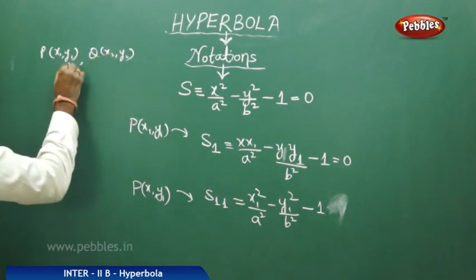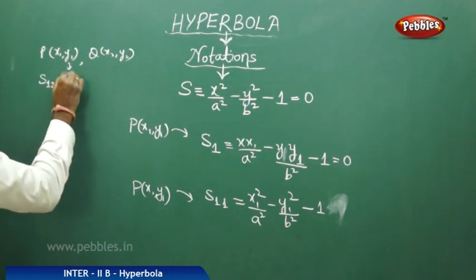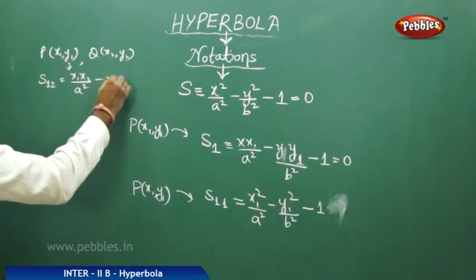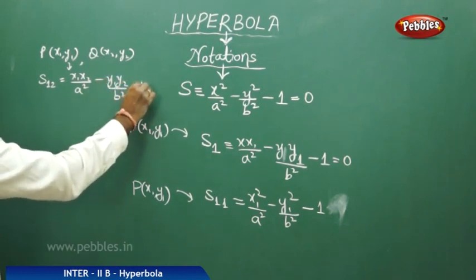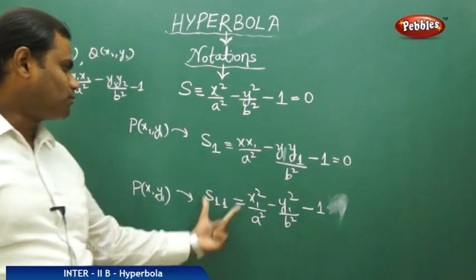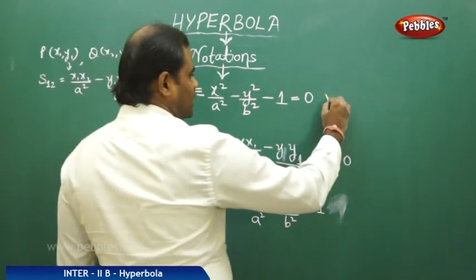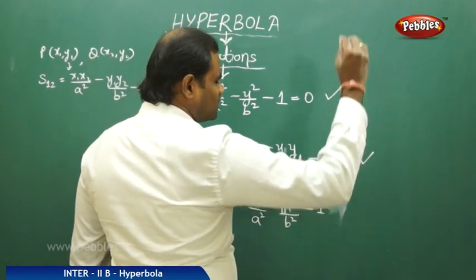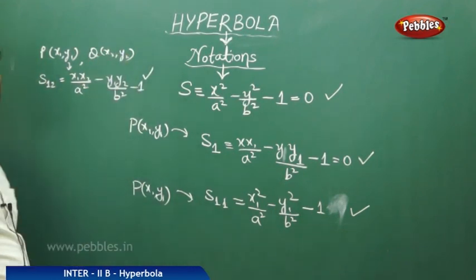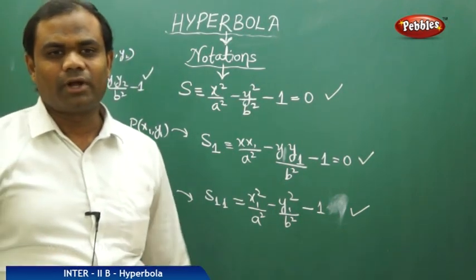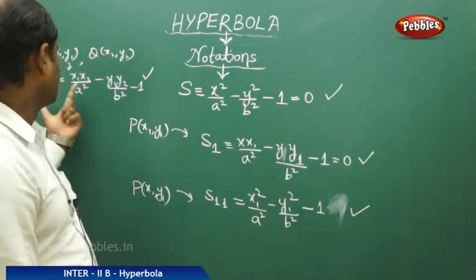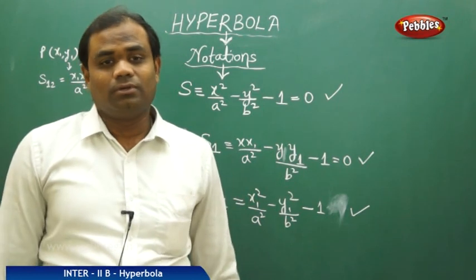Then the equation of S12 is given by x1 x2 by a square minus y1 y2 by b square minus 1. This is how we define the different types of notations, which are the hyperbola, a linear straight line, and a constant value. Notations for the hyperbola are denoted with S, S1, S11, S12, S22, etc.